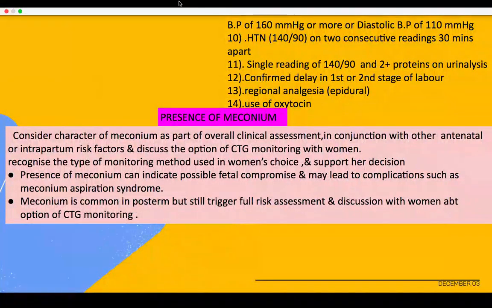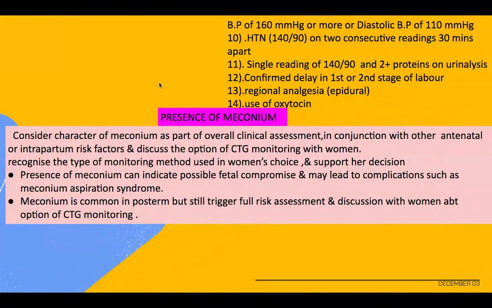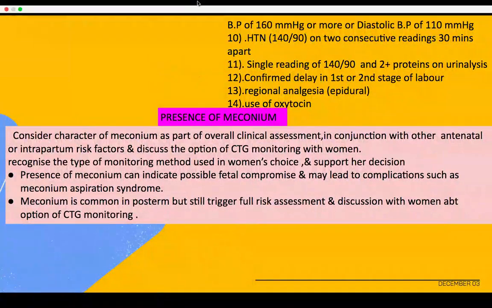Fetal growth restriction, anhydramnios, polyhydramnios. Yes, that is in the antenatal, my dear. Just keep them separate, antenatal and intrapartum, right? And anyone who wants to repeat the antenatal indications?